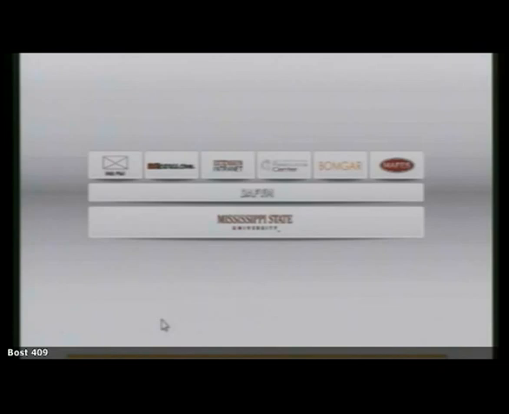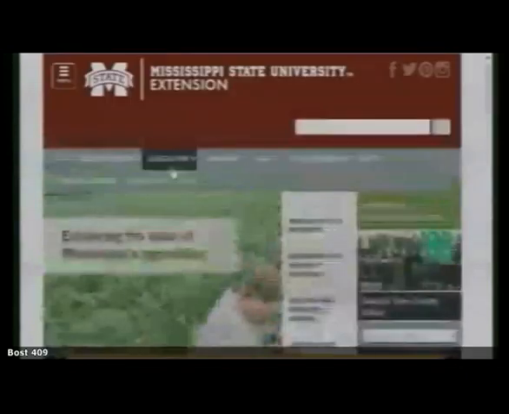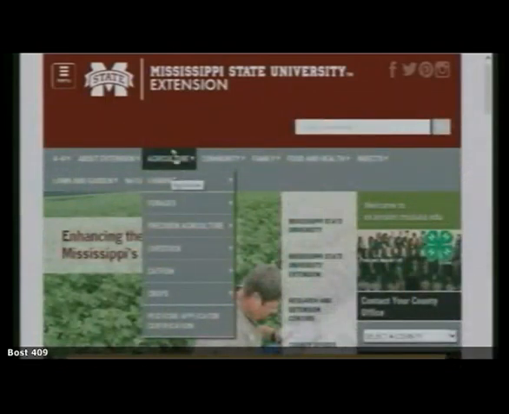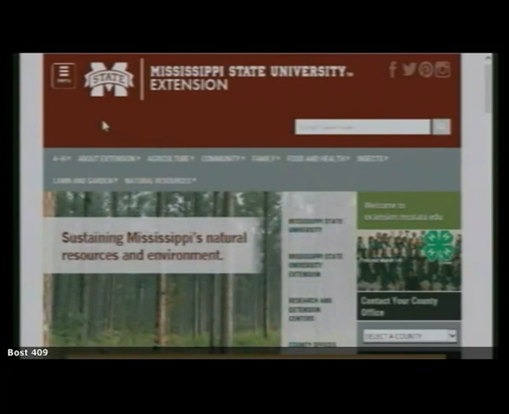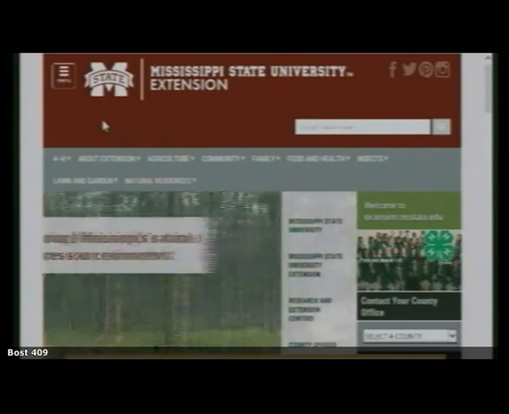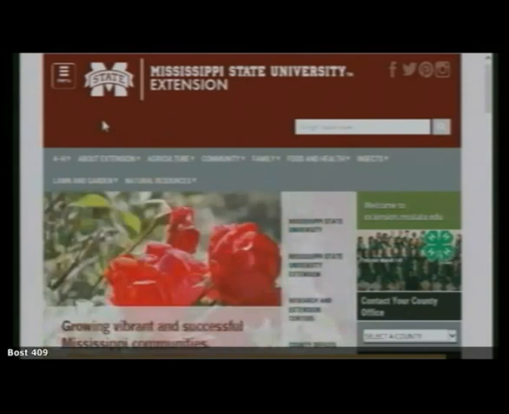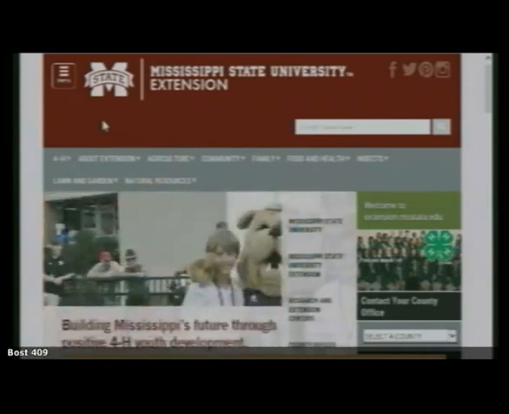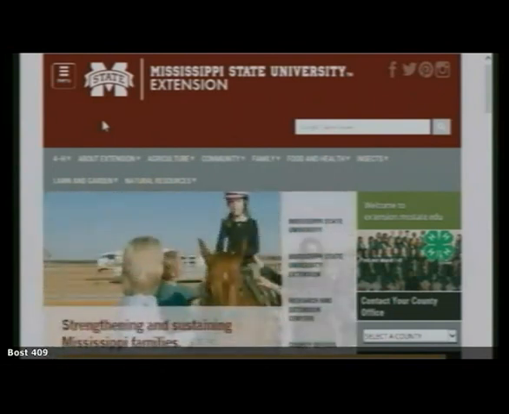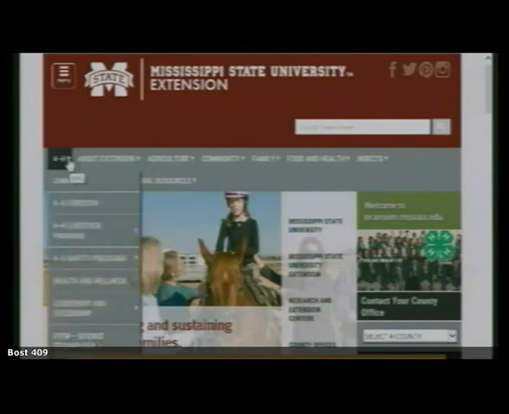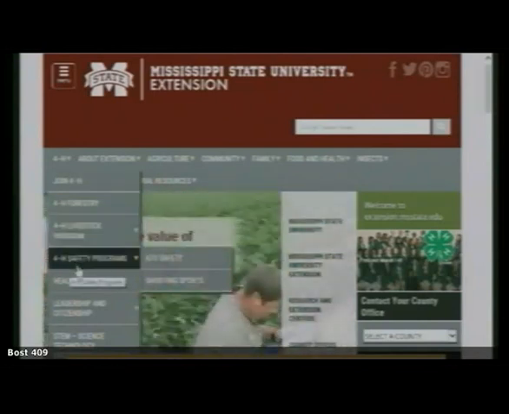I wanted to take just a minute to show you how to get to the shooting sports page on the MSU Cares website. First, go to http://extension.msstate.edu. This will bring you to the main page. To get to the 4-H shooting sports page, you will go to the 4-H drop down menu. You will go to the 4-H safety programs drop down menu and click on shooting sports.